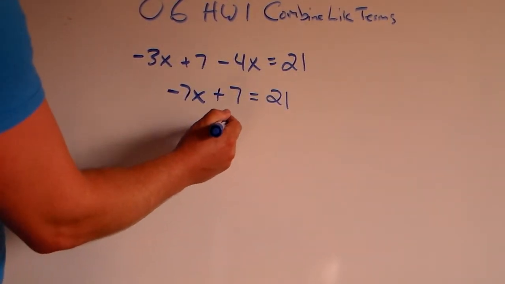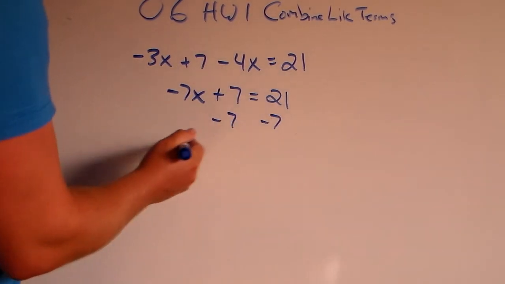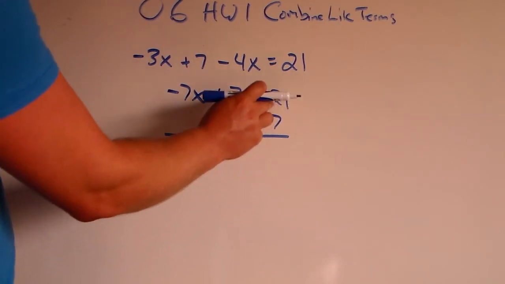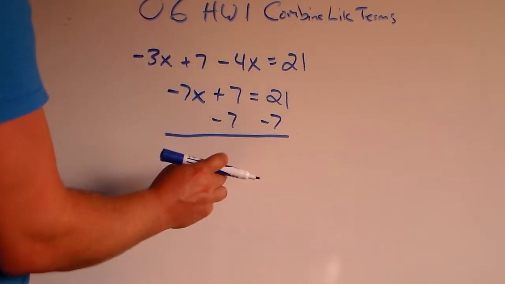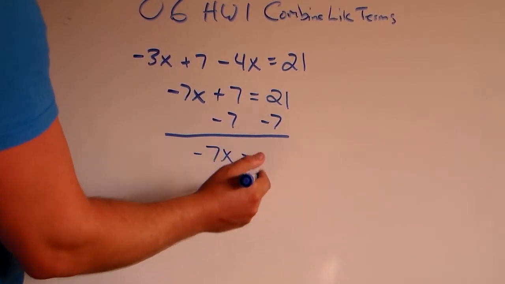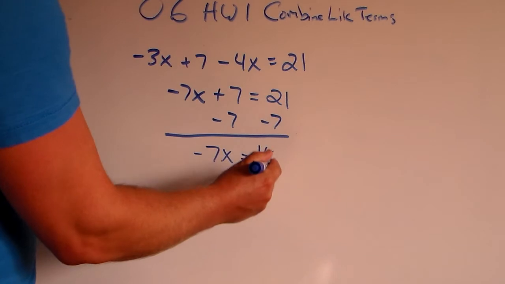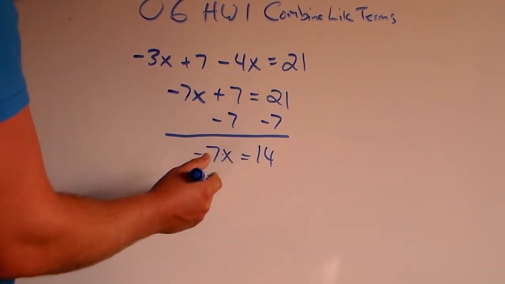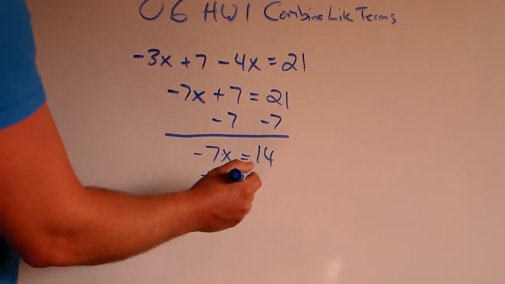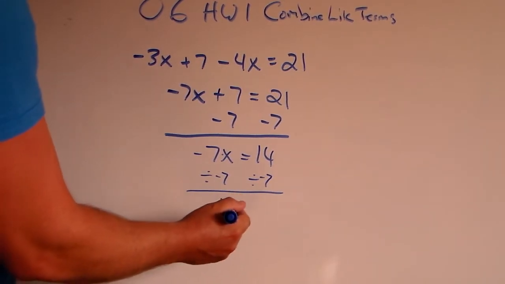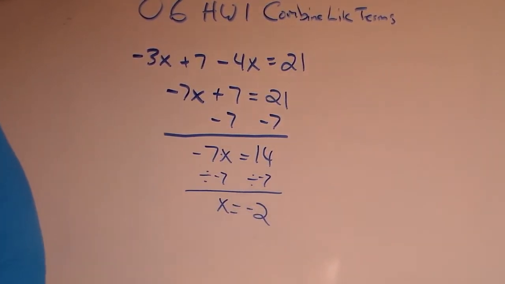Then we use inverse operations. Subtract 7 from both sides of the equation. Notice how I put the 7 underneath the 21 because they become like terms after it's been moved over, and we can combine them. So it'll be negative 7x equals 14. And this is a negative 7 times x, so it's a divide by negative 7 to both sides of the equation. And we're going to get x equals negative 2 for problem number 6. Our answer is B.